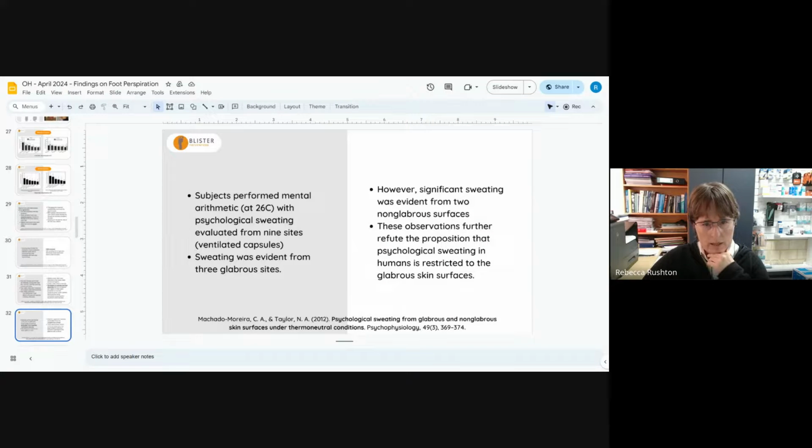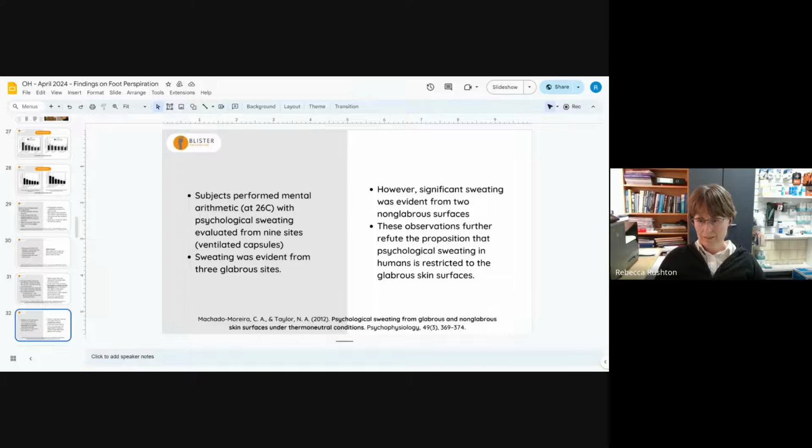Another study. This one was not exerting a thermal load to the skin. It was a psychological mechanism of sweating. So subjects perform mental arithmetic in a temperature controlled room with psychological sweating evaluated from 9 sites, and they used the ventilated capsules. Sweating was evident from 3 glabrous sites. Glabrous means not hairy, so the plantar surface or the palmar surface. However, significant sweating was evident from 2 non-glabrous or hairy surfaces.